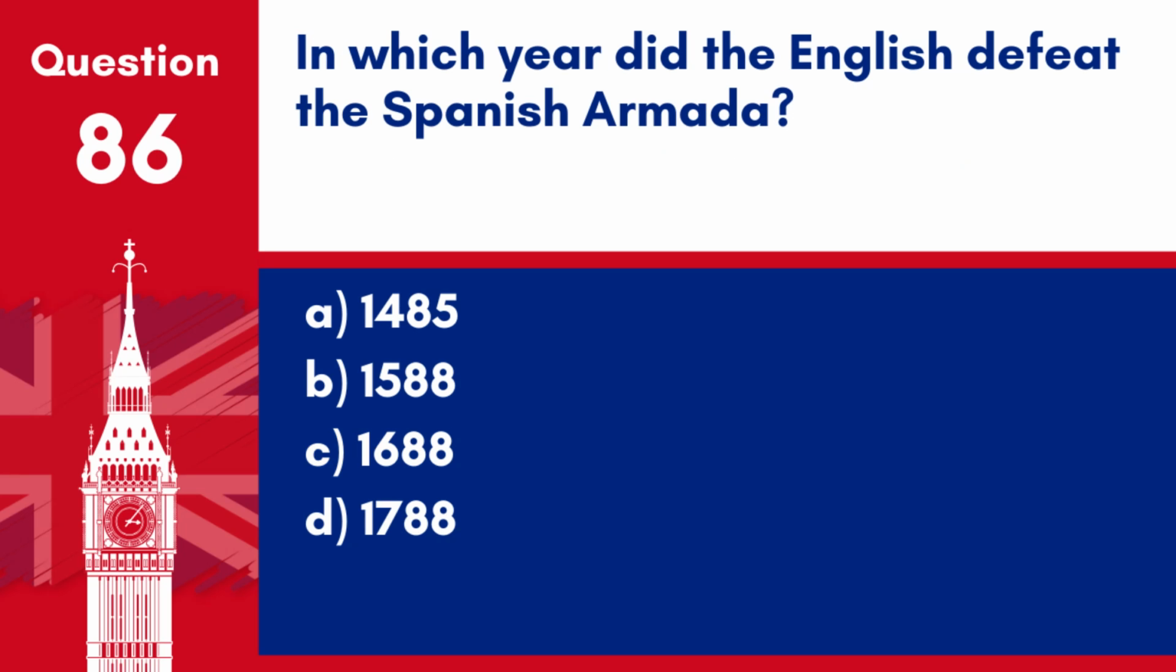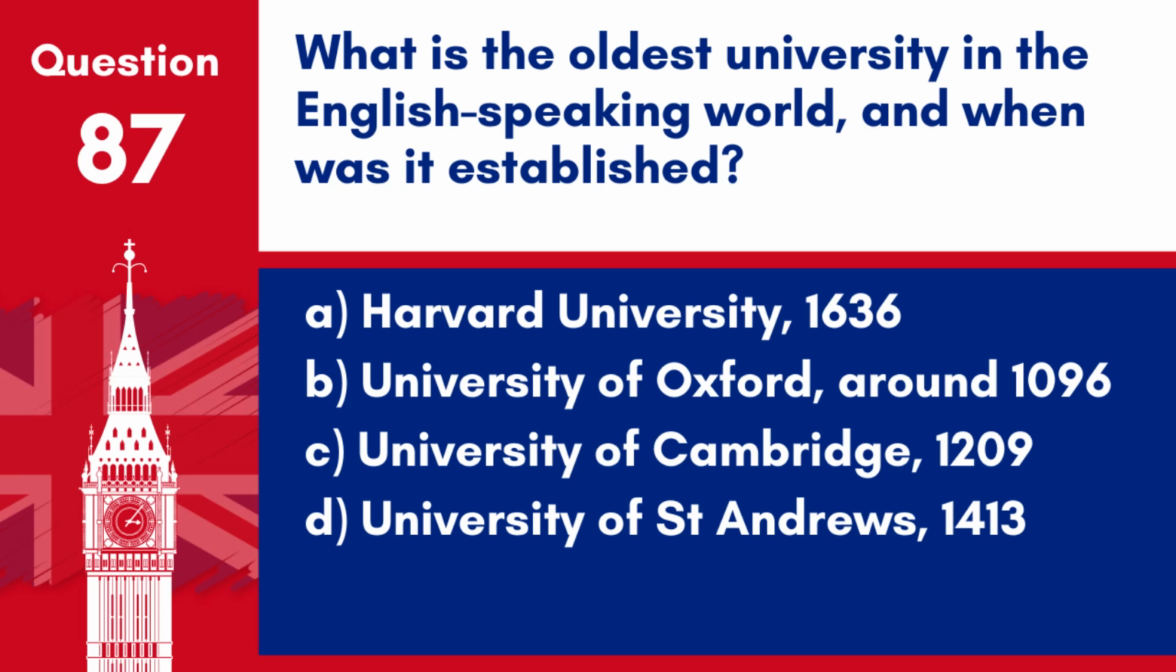Question 86. In which year did the English defeat the Spanish Armada? A. 1485. B. 1588. C. 1688. D. 1788. Answer: B. 1588. The English defeated the Spanish Armada in the year 1588. Question 87.